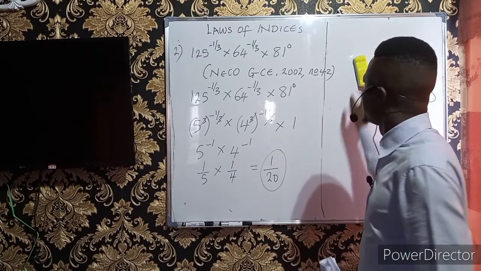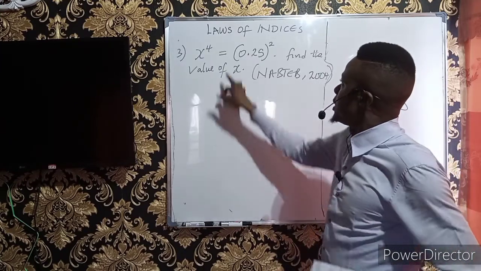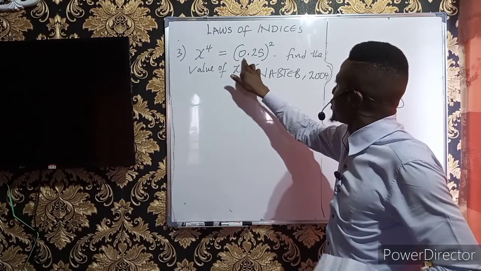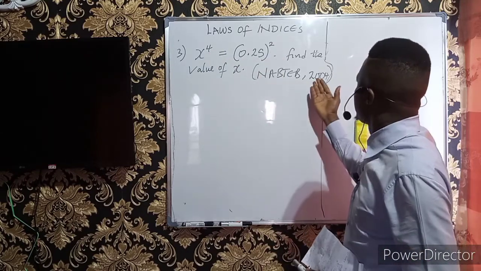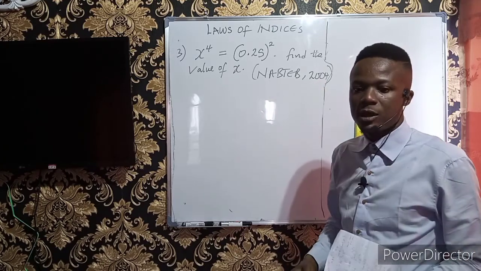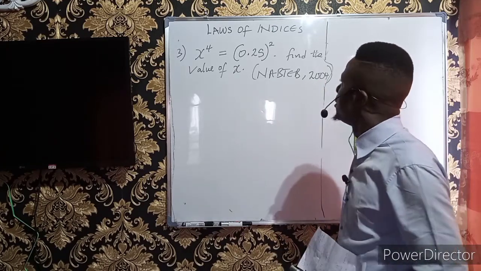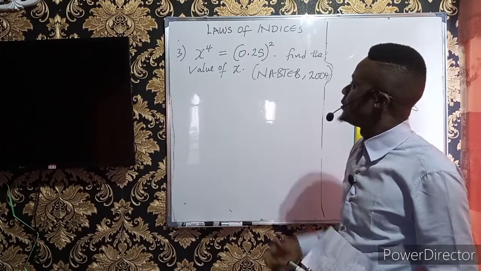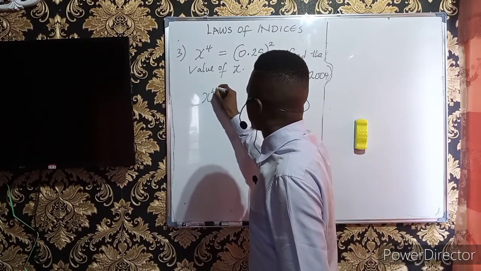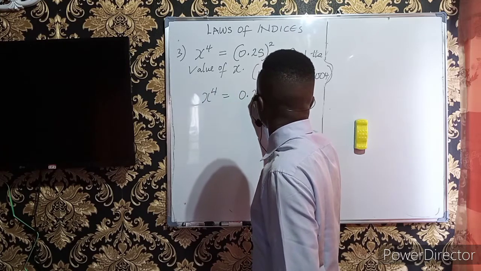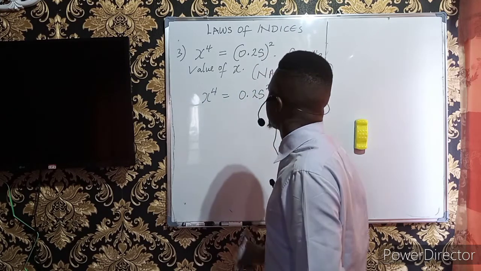Let's take another one. Okay, the third question for today says x to the power of 4 equals 0.25 to the power of 2. This is coming from NABTEB 2004, number 8 question also. And we are asked to find the value of x here. So let's rewrite the question. x to the power of 4 is 0.25 to the power of 2.